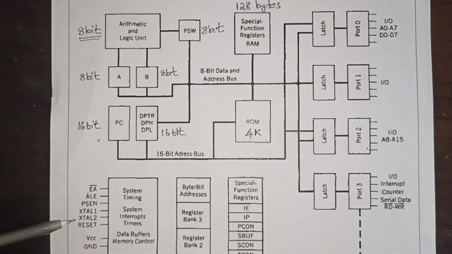XTAL1 and XTAL2 are used to connect the crystal needed to generate the clock signal, or the timing of our 8051. Then reset is for resetting our chip. Then VCC and ground. VCC is generally 5 volts. These are the input supply voltages. So this is the overview of the 8051 block diagram.